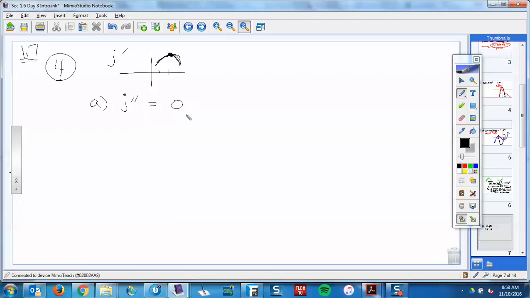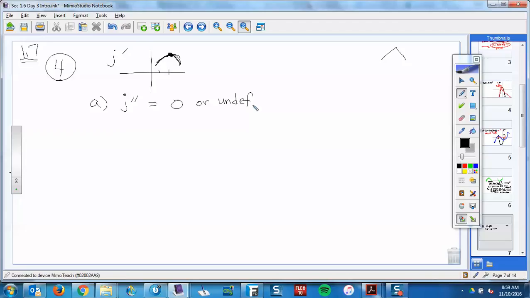Now, we could get pickier. Couldn't it be a sharp point? So we probably should say j double prime equals 0 or undefined. Now, if they would have said that j is a nice smooth curve and there's no sharp points or something like that, we probably should say j double prime is 0.